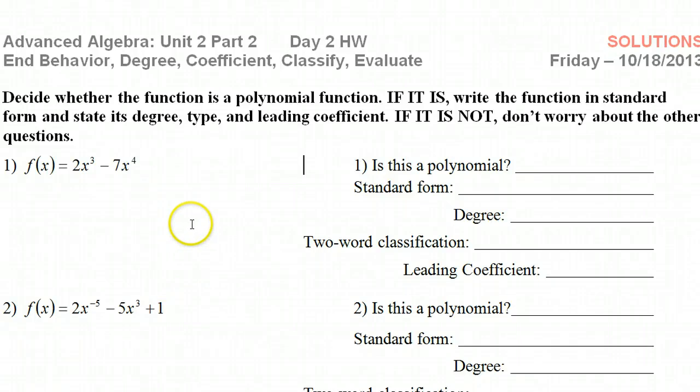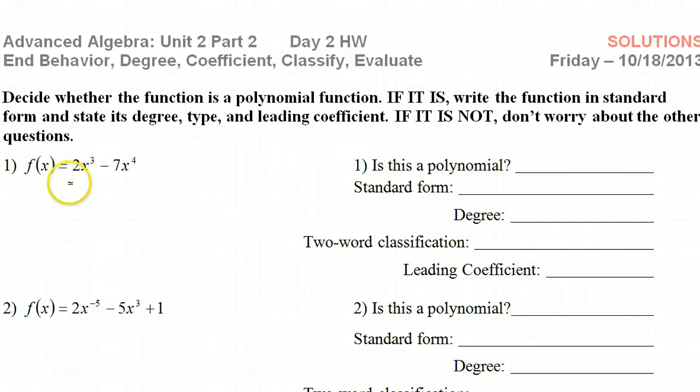Alright, this is day 2. Let's continue practicing exploring polynomials, their end behavior, the degree, leading coefficient. We're going to classify them. We're going to evaluate them. So we're sort of tying it all together.